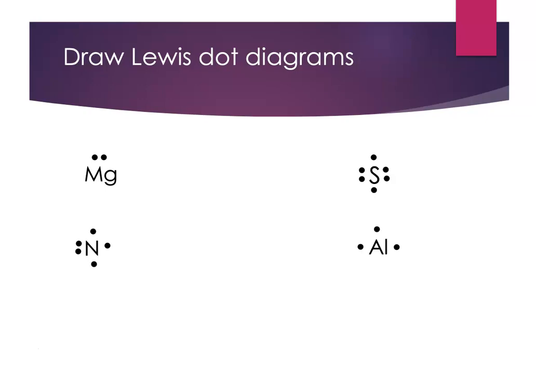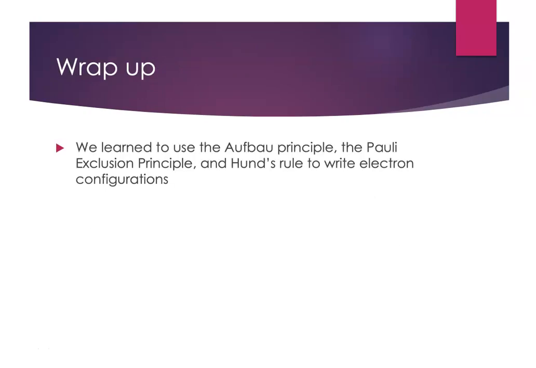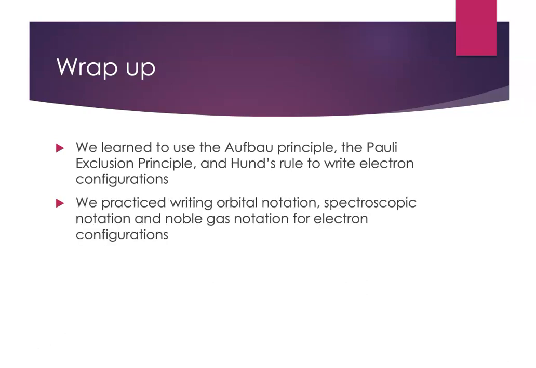Wow, we've really done a lot. I think we're ready to wrap up. So we learned to use the Aufbau Principle, the Pauli Exclusion Principle, and Hund's rule to write electron configurations. We learned 3 notations: orbital notation, spectroscopic notation, and noble gas notation for electron configurations. And we learned about valence electrons and used them to write Lewis dot diagrams for our main block elements. We did some really good work here.